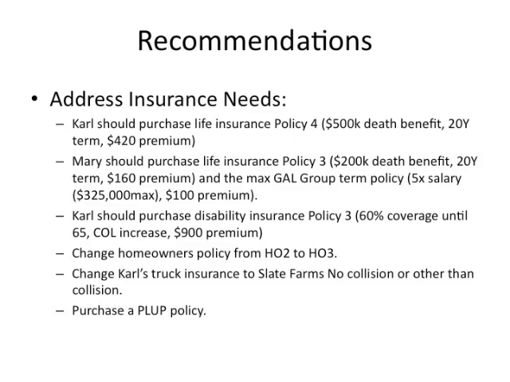Mary, you should purchase life insurance policy 3 with a $200,000 death benefit, 20-year term, $160 premium, and take advantage of the maximum GAL group term policy, which is 5 times your salary. That's only a $100 premium. Great deal. Carl, you need to purchase disability insurance. We're going to go with policy number 3. It gives you 60% coverage until you're 65. It includes a cost of living increase, and it's a $900 premium.